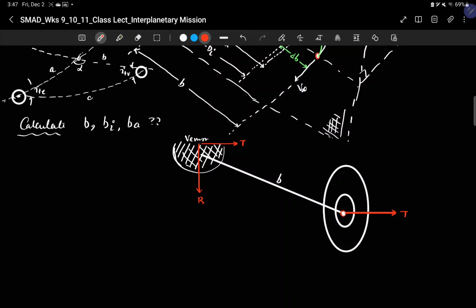Yes. When we are drawing this ellipse, R and T are in the B plane. They are in the orthogonal plane. But the orbit of the spacecraft is possibly this one.